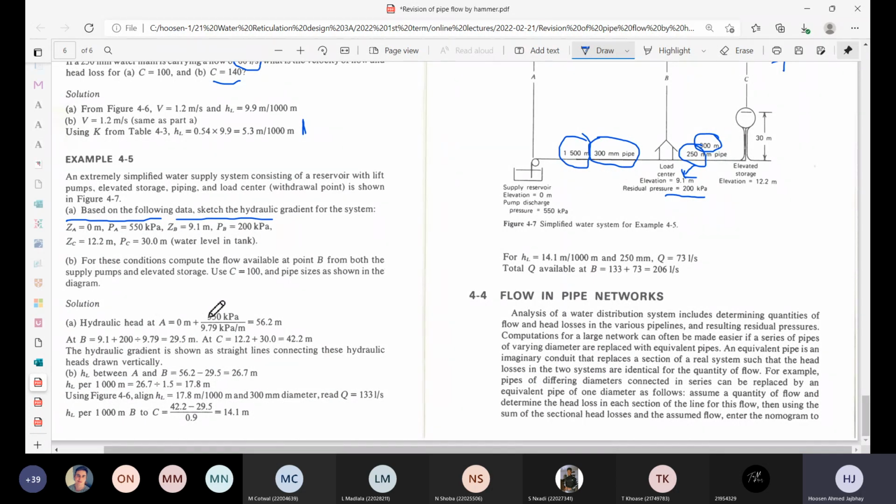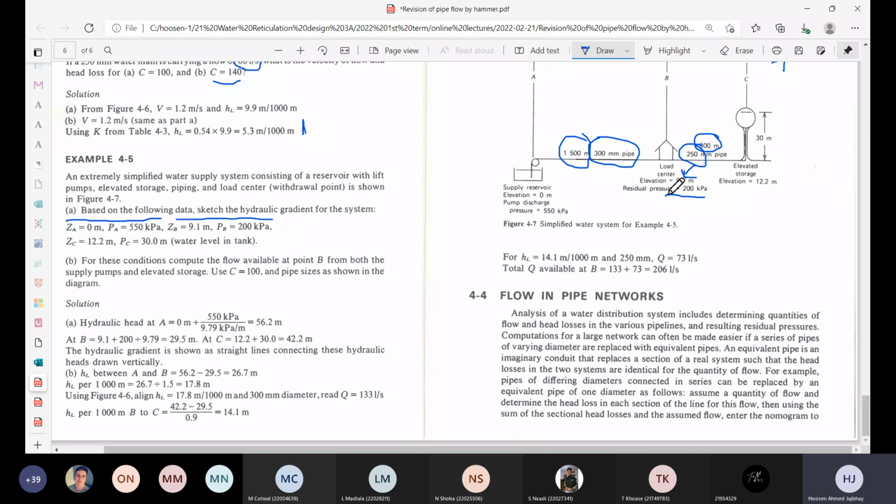And you can see for point A, the 550, like I told you, divided by 9.79, and that's how we got that 56.2 meters, the head at point A. Right, or the pressure at point A, if you want to talk of it that way, but generally when we're using meters, we'll say the head at point A.